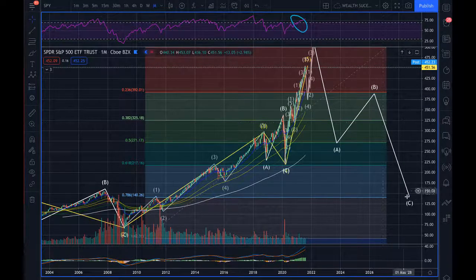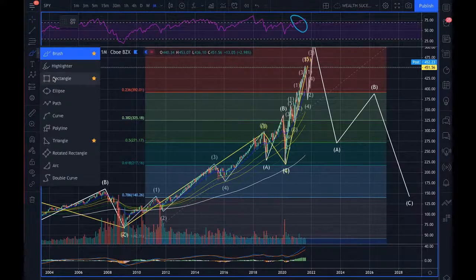So if it ends up being something like this, it could come down all the way from like 500 all the way to like 140 or 218. That would be insane. That would be my buy zone.